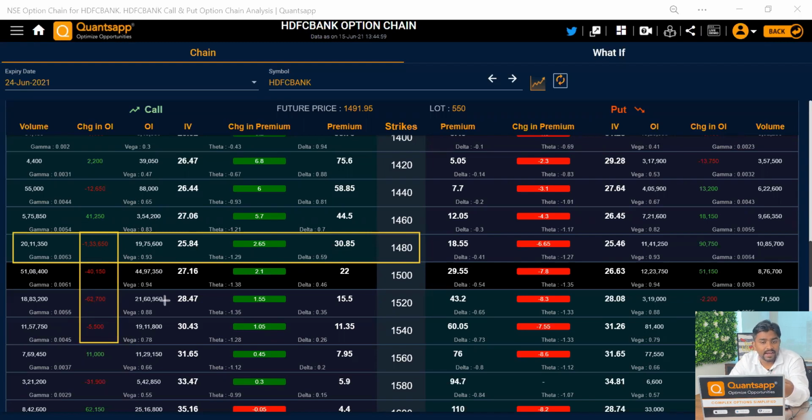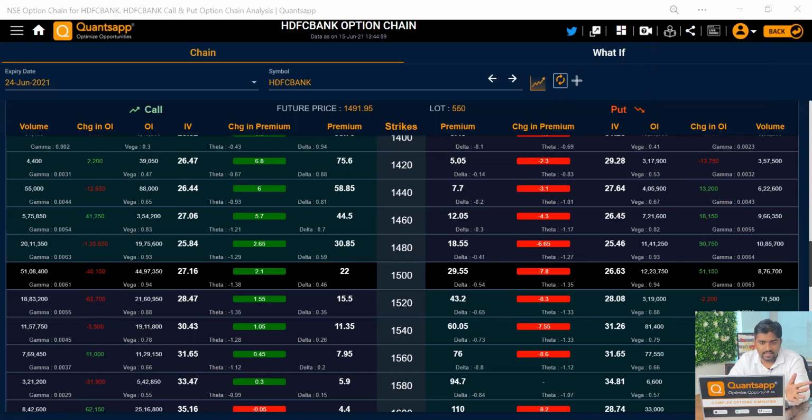So that means people are exiting from these strike prices. Earlier they might have sold it, so they are now buying it back. That is the concept, and that is what we call unwinding. So this is call addition, and this negative is call unwinding. Here we can say put unwinding, and this is put addition. So we can check this particular OI analysis, what if analysis, for call and put both, and for indices and stocks also.